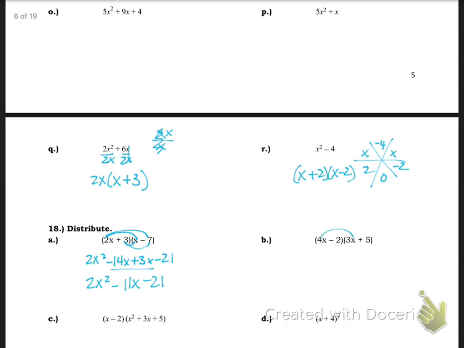Okay, 4x times 3x is 12x squared. 4x times 5 is 20x. Negative 2 times 3x is negative 6x. Negative 2 times 5, negative 10. And combine like terms. So plus 14x. Okay, remember when you're multiplying things, that's when the exponents change. When you're adding them, it doesn't become x squared.